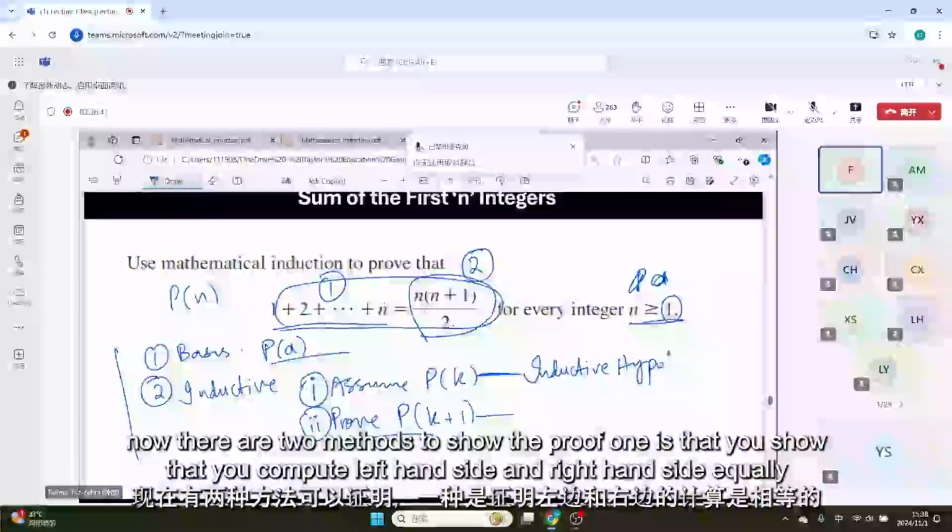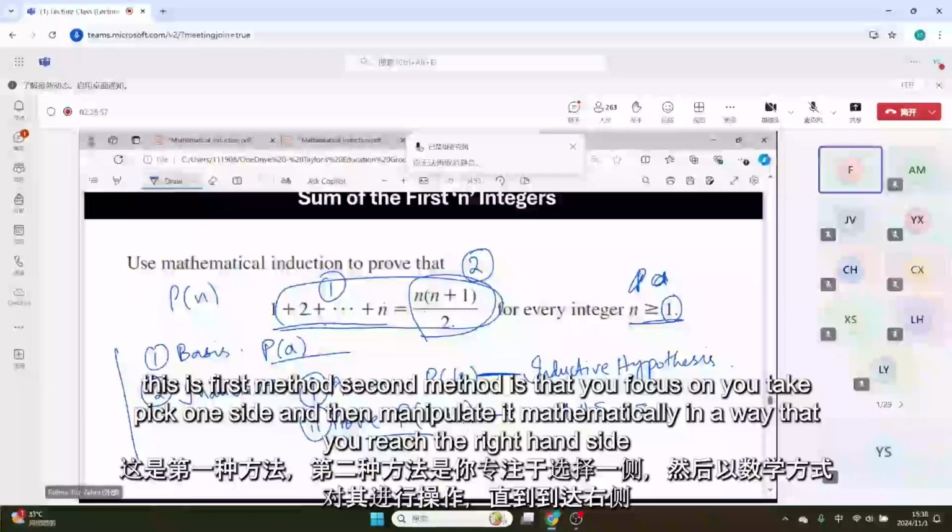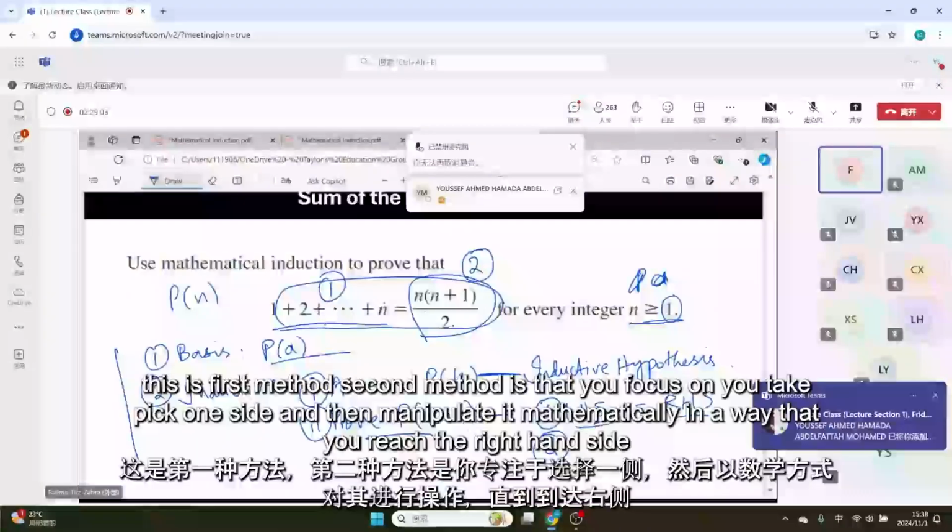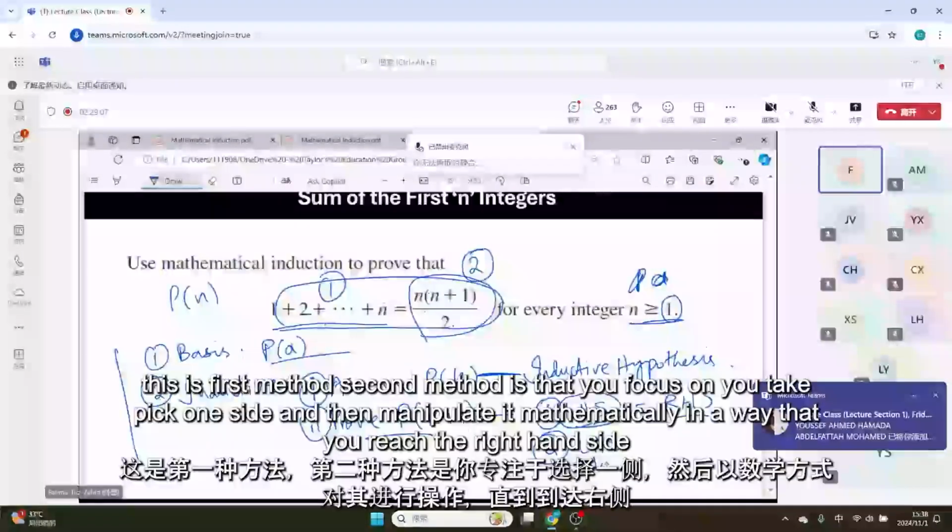Now there are two methods to show the proof. One is that you compute left hand side and right hand side and show them equal. Okay, this is the first method. The second method is that you pick one side and then manipulate it mathematically in a way that you reach the right hand side.